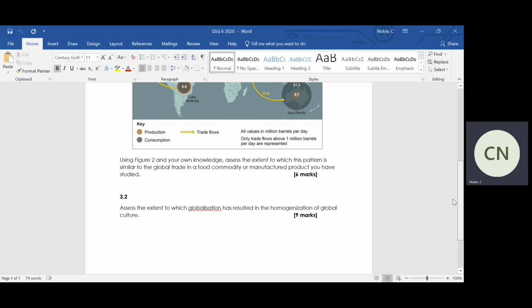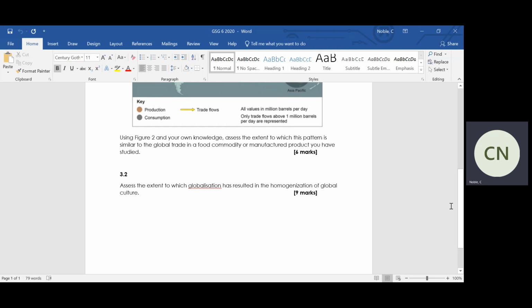The last question is a 9 marker and it asks you to assess the extent to which globalisation has resulted in the homogenisation of global culture. And this refers to almost the very last lesson that you'll have studied in this topic, based on that whole table that we completed for and against a global culture. So actually, what are the arguments that we now have what hyper-globalists refer to as a homogenized global culture, but also what evidence is there to suggest that we're not quite there yet.